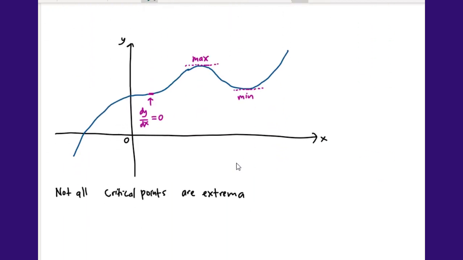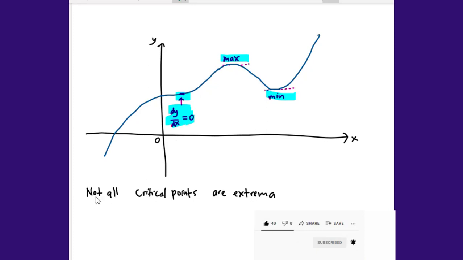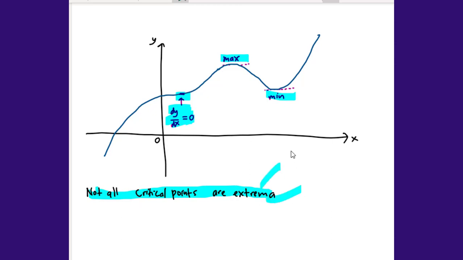Look at this graph. Maximum, minimum. Tangent lines with flat slope, dy/dx is equal to 0. And this one. Even though dy/dx is equal to 0, that point clearly isn't a maximum or minimum point. So we can conclude not all critical points are extremum. Extremum means maximum or minimum. So this is actually what we call a point of inflection.